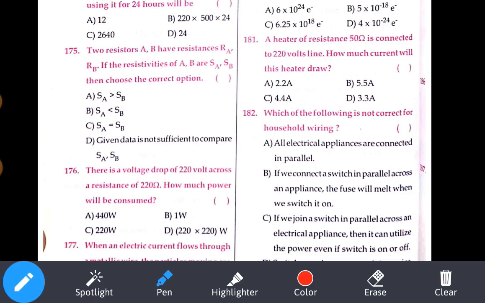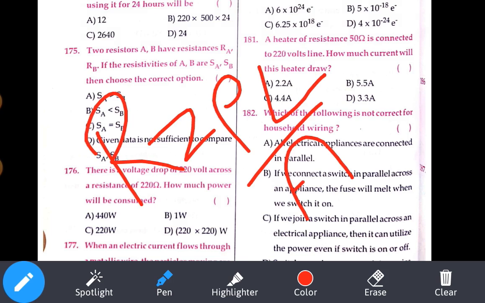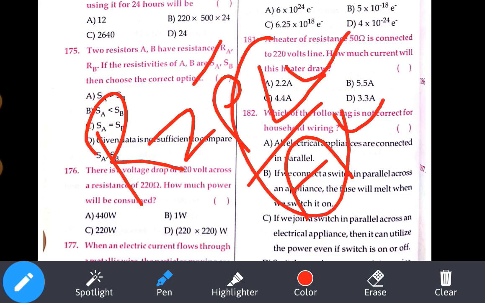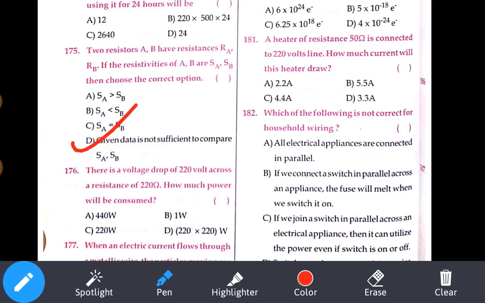Now two resistors A and B have resistance Ra and Rb. If the resistivities of A and B are given as Sa and Sb, then choose the correct answer. Now if you observe the relation, R is equals to rho L by A. Resistance depends on resistivity. They have given Sa and Sb, but at the same time resistance depends on length and area also. They have not given any information about the length and the area. So what will be the answer? We can say that option D, the data given is not sufficient to say it.